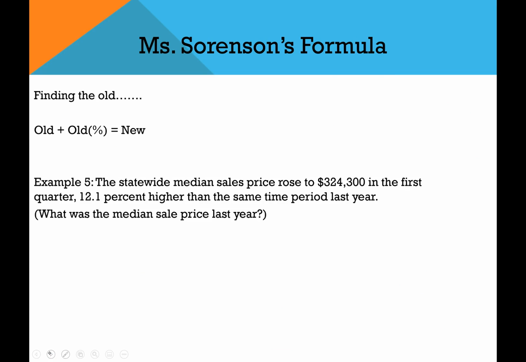All right, the statewide median sales price rose to $324,300 in the first quarter, 12.1% higher than the same time period last year. What was the median sale price last year? Whoa, this is now a harder problem. Okay, this is asking for last year's price. That's going to be the old that we're looking for. So I'm going to put a question mark here and a question mark here. I was given the percent, okay, so I have that, and I was saying that this is the new value because it's saying that it rose to this in the first quarter, so we've got that.